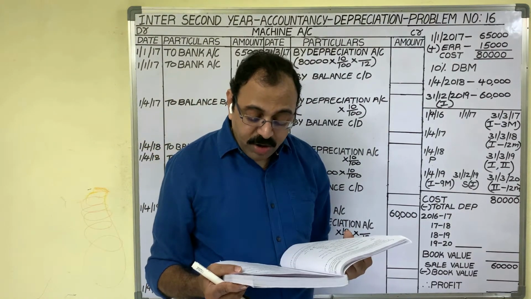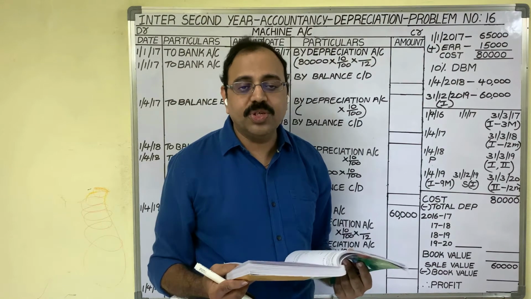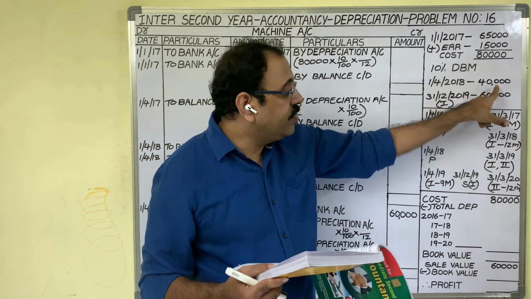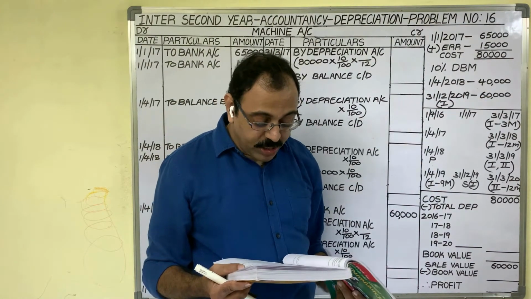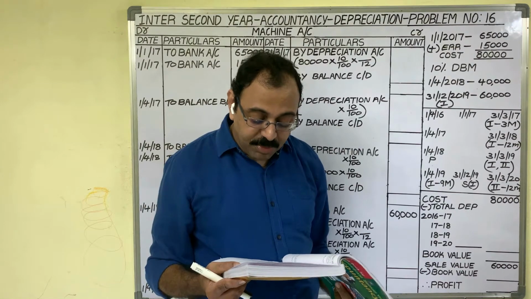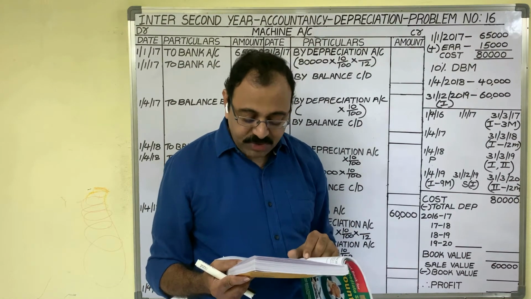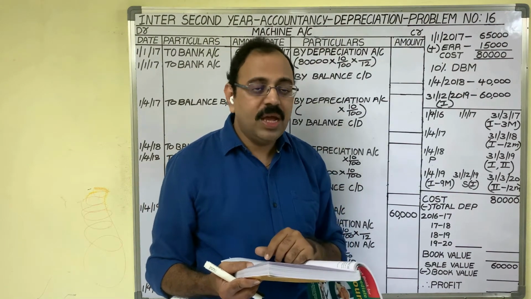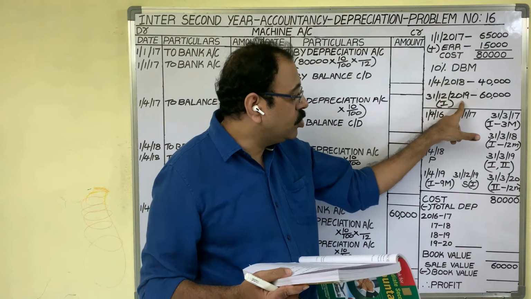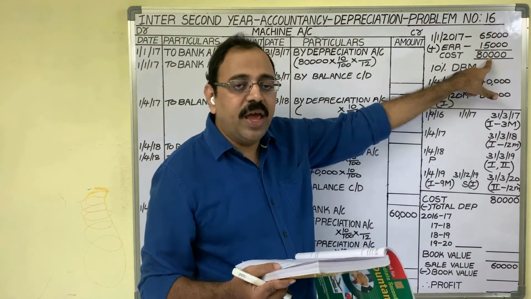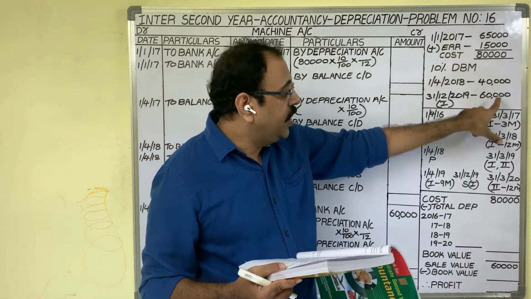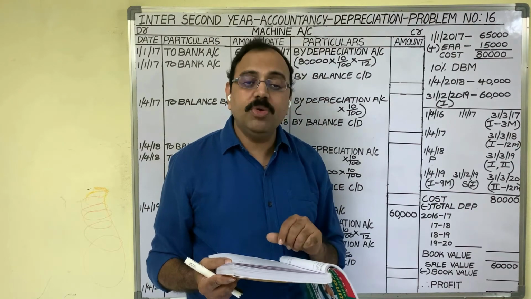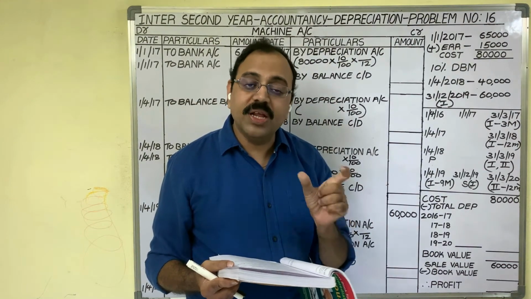Another machine was bought on 1st April 2018 for 40,000 rupees. An additional machine is purchased on 1st April 18 for 40,000 rupees. On 31st December 2019, the machine bought on January 1st 2017 was sold for 60,000 rupees. There are two machines, and on 31st December 2019, the first machine, the 80,000 rupee asset, is sold for 60,000 rupees. Prepare the machine account. For how many years do you have to prepare? No information is provided in the question.